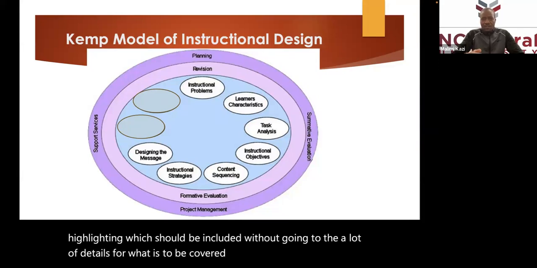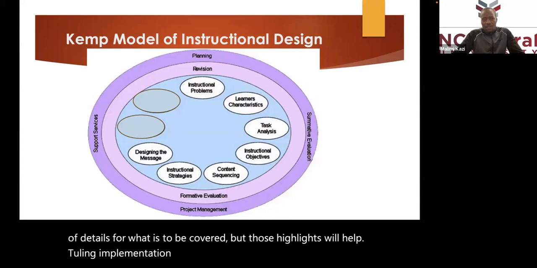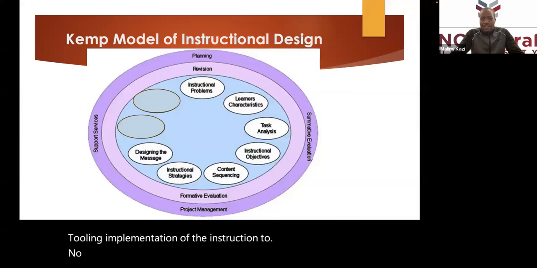But those highlights will help during implementation of the instruction to now go into details.